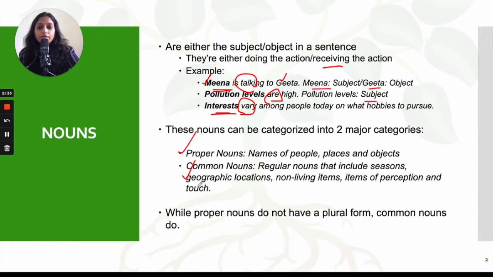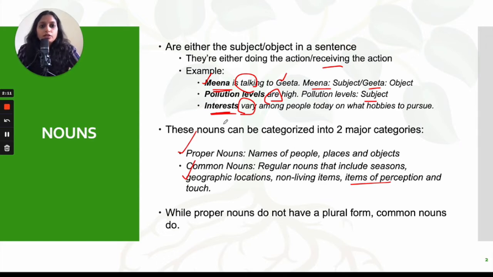Whereas pollution levels, you can only feel the pollution levels. That's actually an item of perception. I'm considering that as a common noun here. Similarly, interest is basically something that you like to do. Also something that you feel, right? You can't really see or touch. So that's again a common noun.